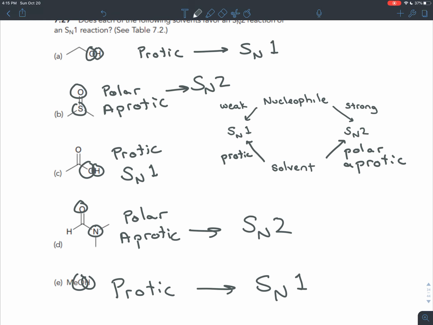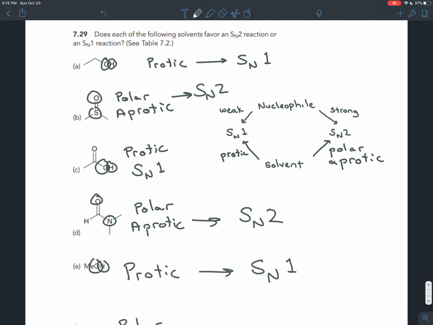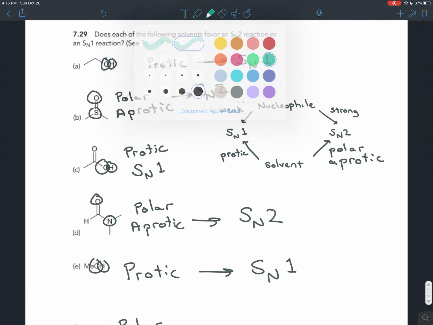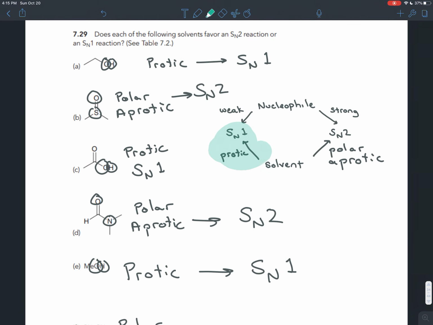So if you're trying to use the solvent to decide whether the mechanism is going to be SN2 or SN1 in order to correctly predict your products, just make sure what you remember is that if the solvent is protic, it's going to be SN1, and if the solvent is polar aprotic, that will favor an SN2 reaction. And you know the solvent is protic if you have a hydrogen bonded to an electronegative atom in the solvent, and it's polar aprotic if you have an electronegative atom, but it's not bonded to hydrogen.